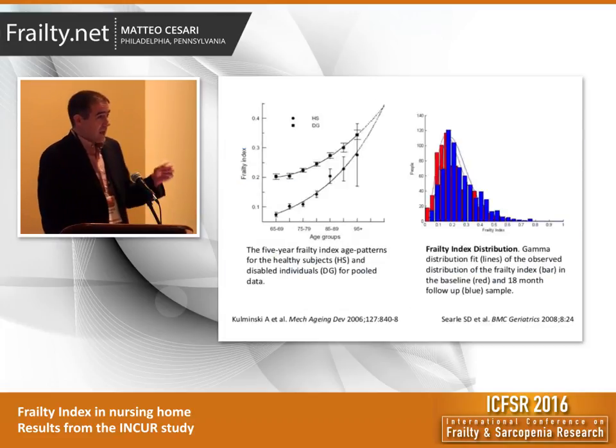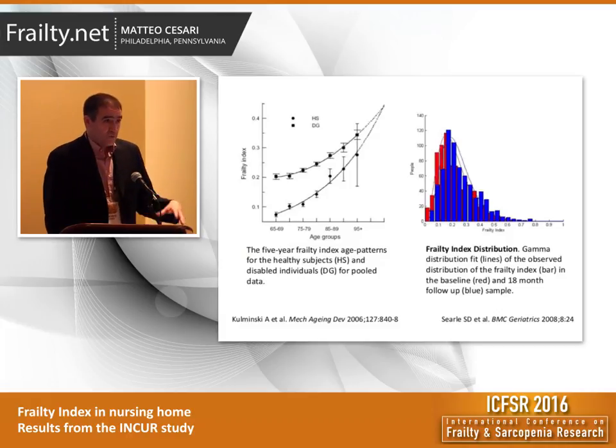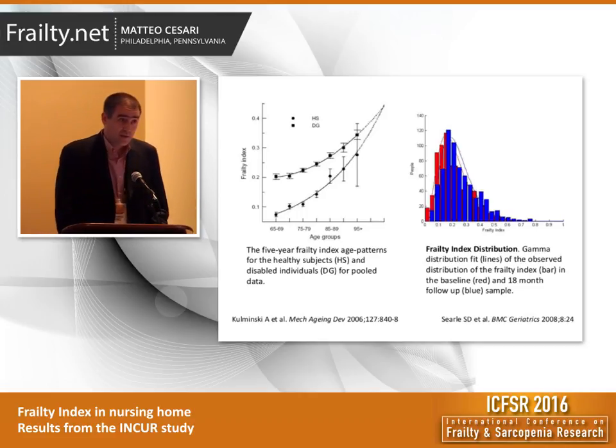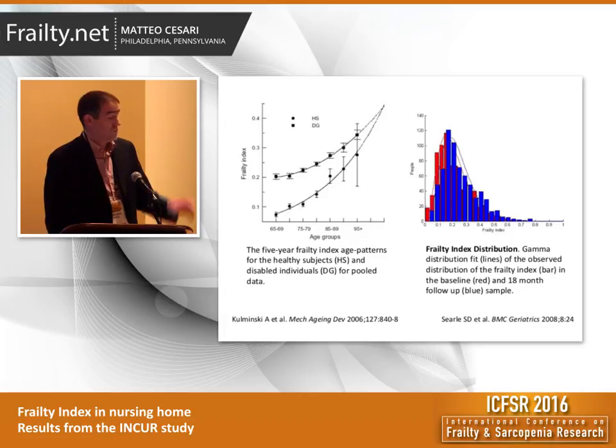The Frailty Index, I think, is a good measure of biological aging because it is based on objective data, on an arithmetical assumption, and is also sensitive to modifications over time. These are two graphs from two studies showing that the Frailty Index is age-dependent. There is an increase with age of the Frailty Index because the number of deficits accumulates with age.